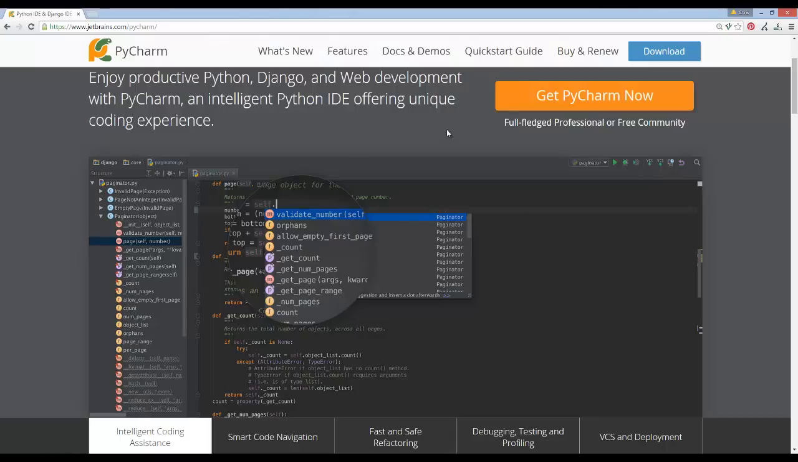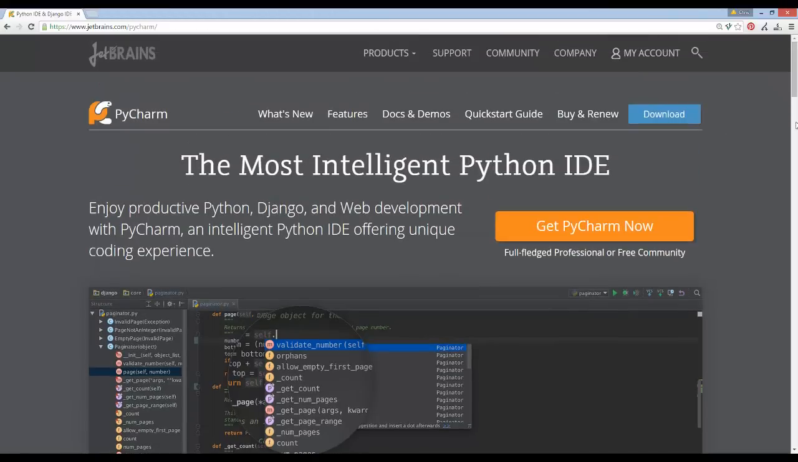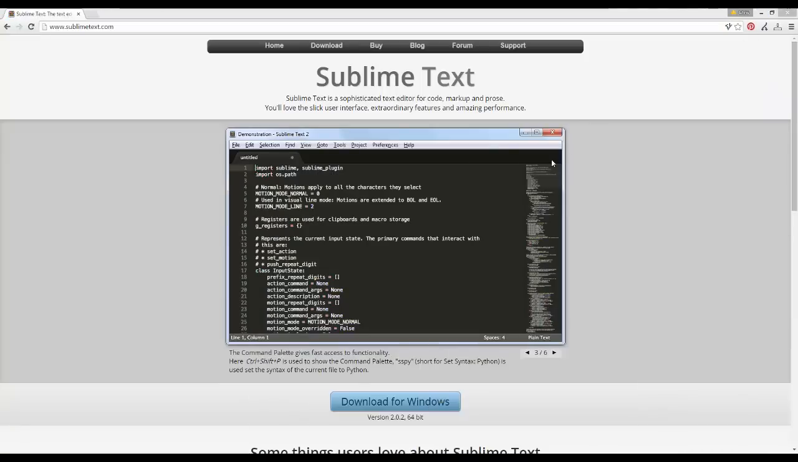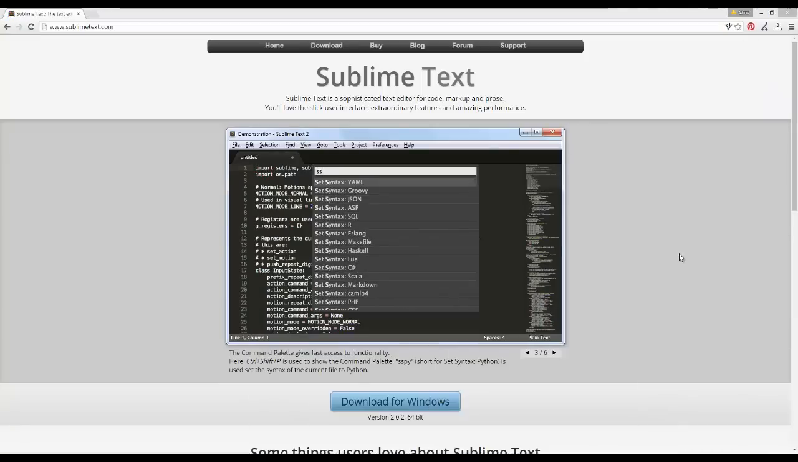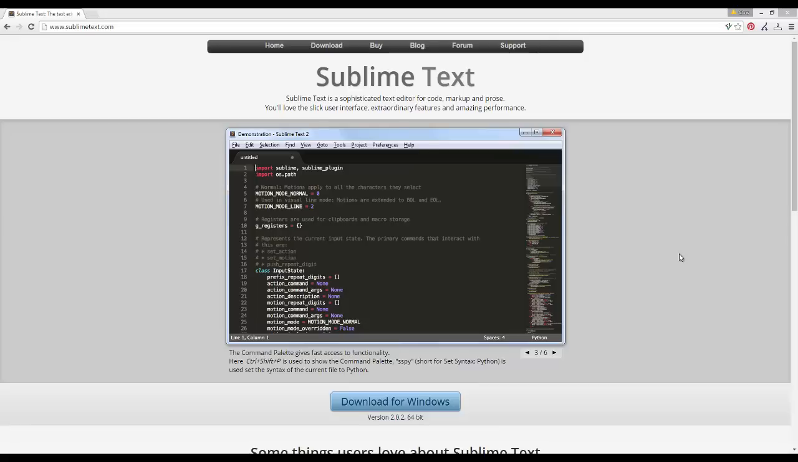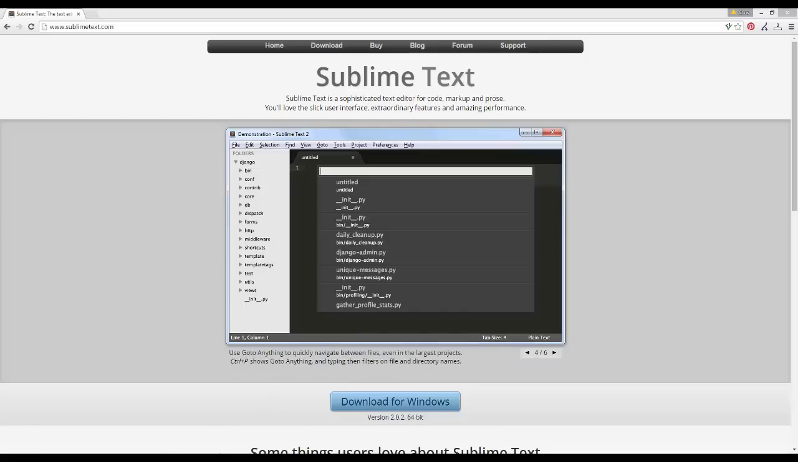So I mean, that's kind of the downside. And really, those are the main editors that I can think of. For a while, I used Aptana Studio, and like I said, definitely would not go with that.